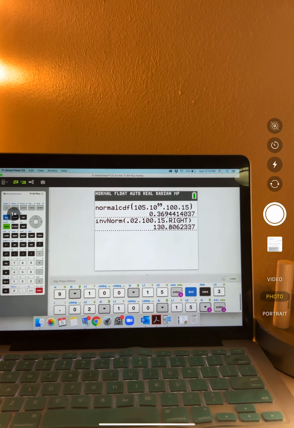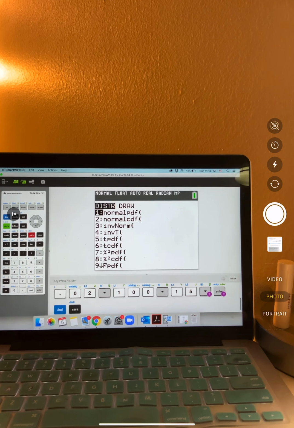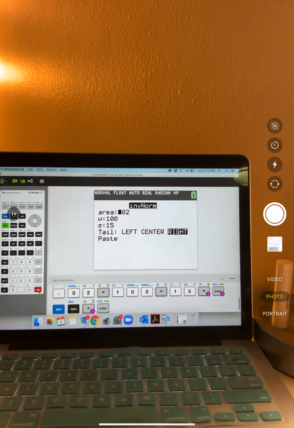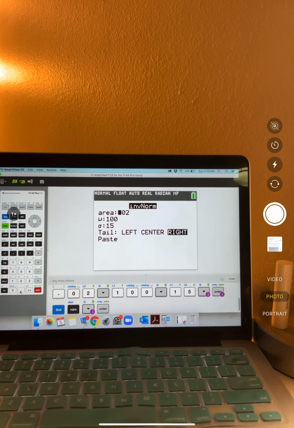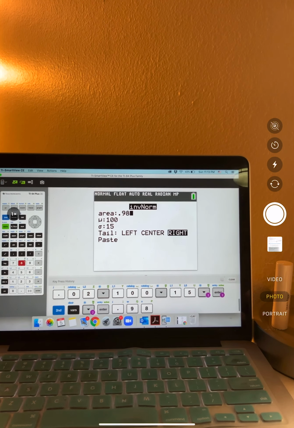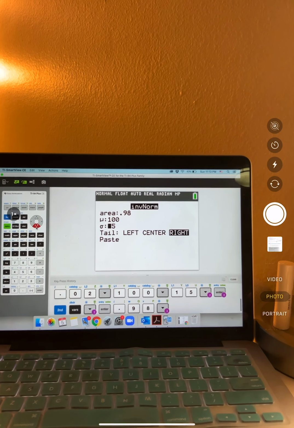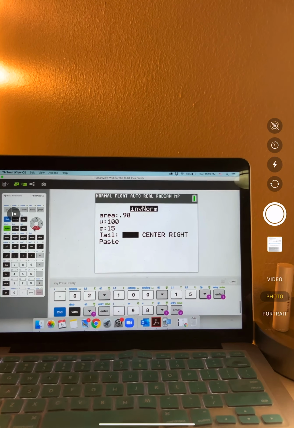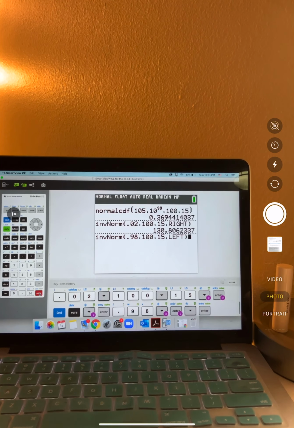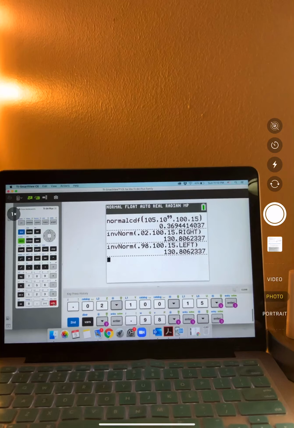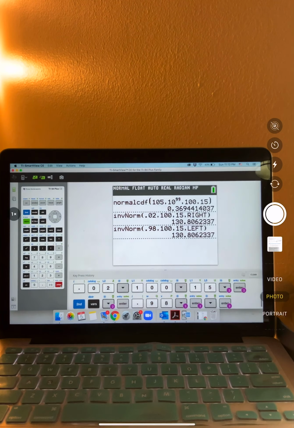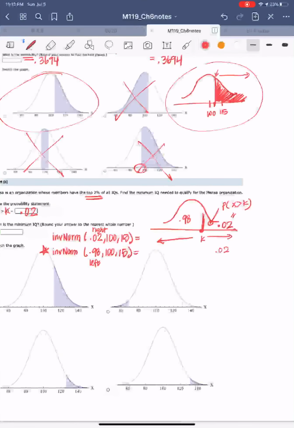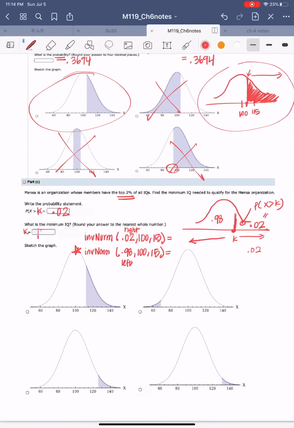You can still get the same answer. Second bars, inverse norm, 0.98, 100, 15, left. 131. So it doesn't matter which one you do. So the answer will be 131.